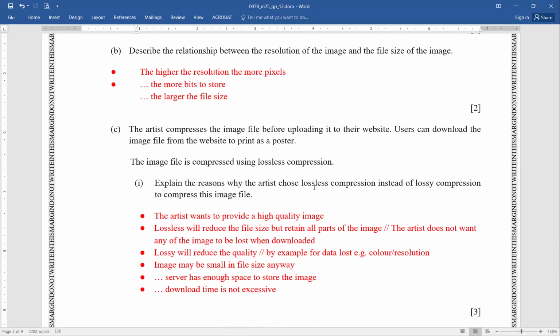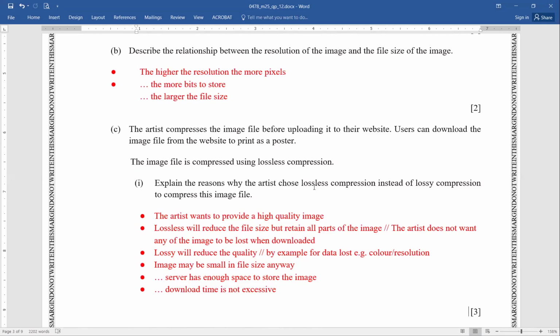The artist does not want to lose the quality, and that is why he will choose the lossless compression method. The artist does not want any of the images to be lost when downloaded. Lossy will definitely reduce the file size and will reduce the quality also. It might result in the loss of color. It might result in the loss of resolution. Definitely, if it's decreasing the size, there must be some reasons for that.